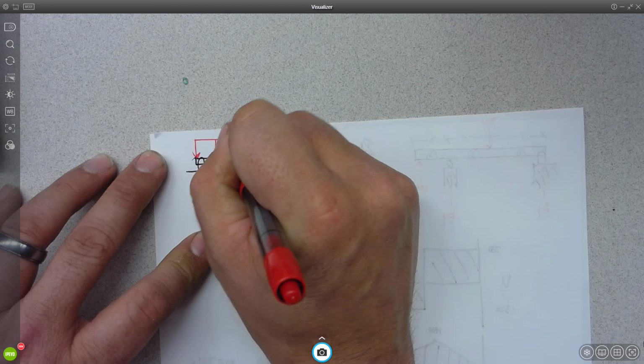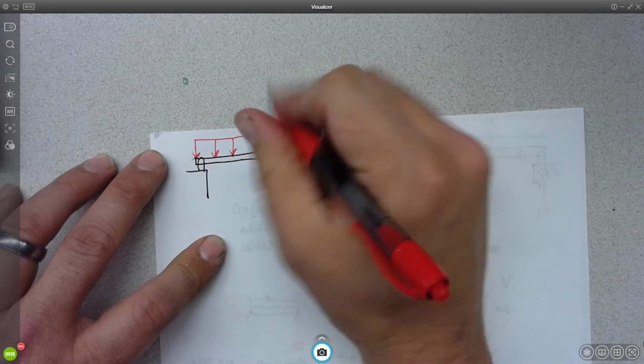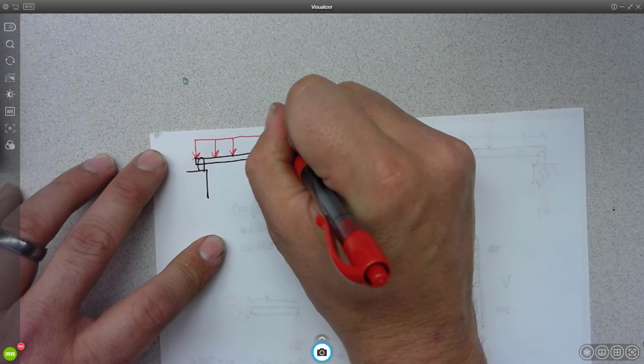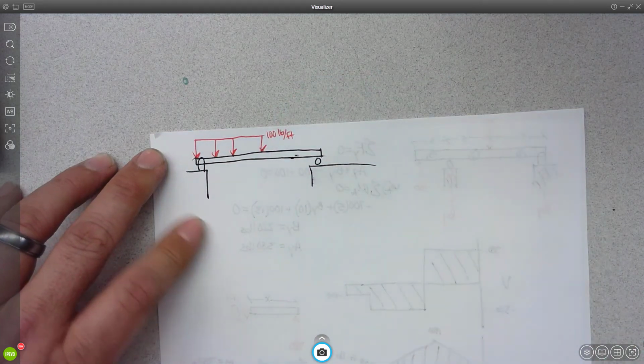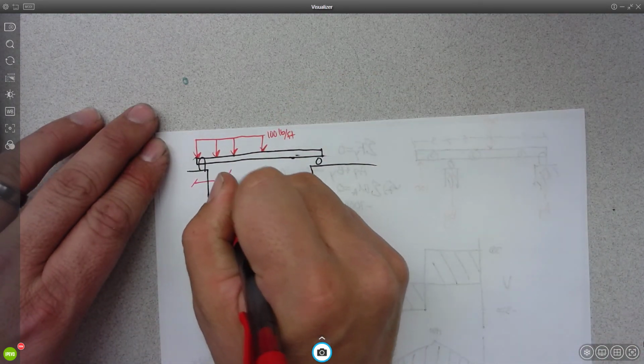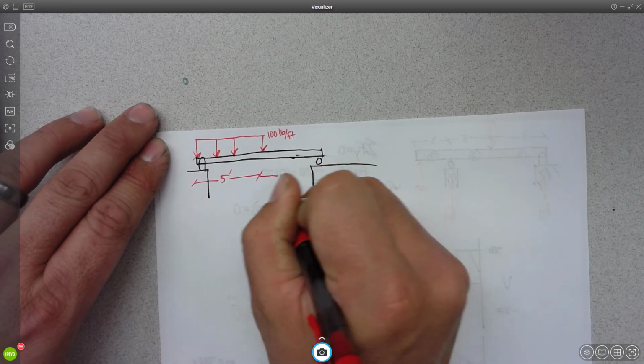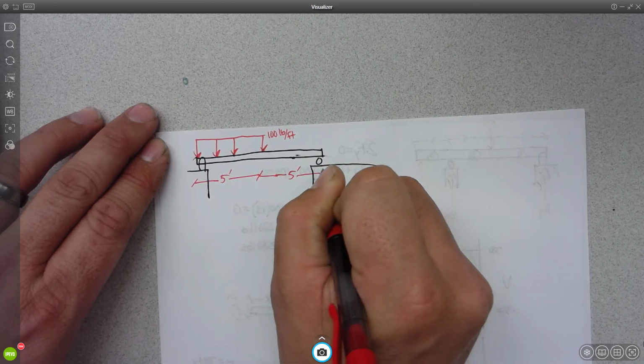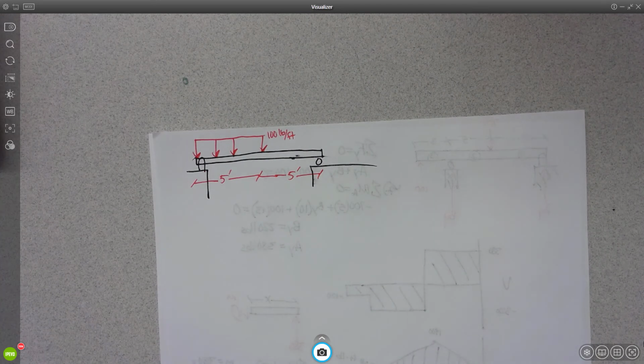That goes halfway across. Okay, and we'll give this 100 pounds per foot. We'll say that it's 5 feet long. And this is 5 feet. Okay.